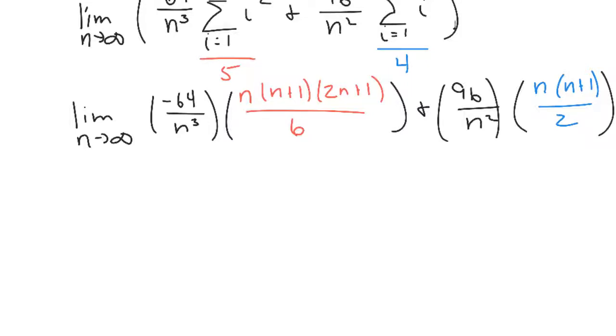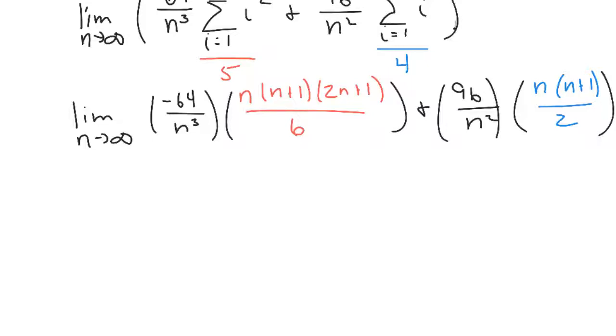Let's put that in parentheses as well. Now I can start doing some simplification. The common denominator on this is going to be 6n squared, and I don't expect you to be able to just see that without doing some work first, but you do this long enough and you can see it.